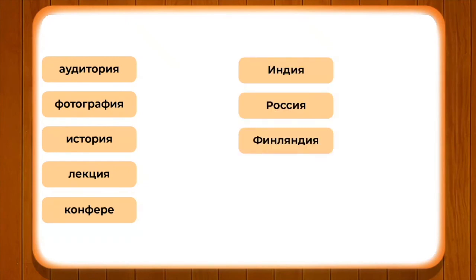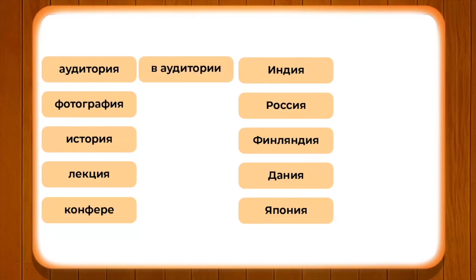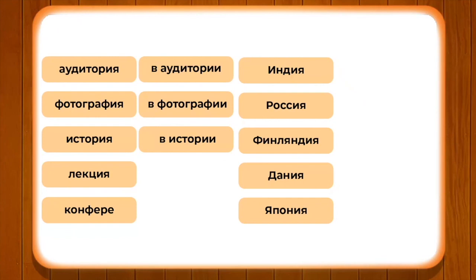Now let's go ahead and pay attention to some of the words of the feminine gender ending in ия. So we have аудитория, фотография, история, лекция, конференция, Индия, Россия, Финляндия, Дания, Япония. So let's see what is the difference in аудитория. It ends with я, and changes into аудитории. So я is replaced by е, as we have discussed. So auditorium changes into in the auditorium. Фотография means photograph, changes into в фотографии, in the photograph. История changes into в истории, in history.